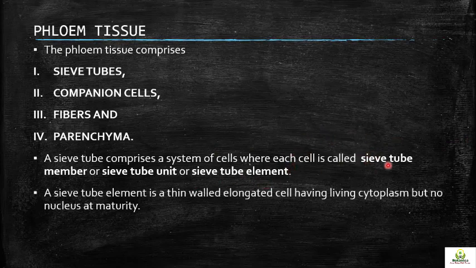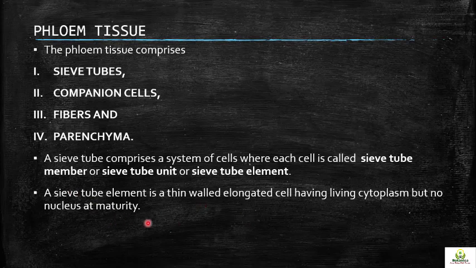So remember, we are talking about each member, each cell. Each cell is a sieve tube element or sieve tube member. A sieve tube element is a thin walled elongated cell having living cytoplasm but no nucleus at maturity. In contrast to xylem tissue, the sieve tube elements of phloem are living and contain cytoplasm. But there is also another important thing in the sieve tubes, that they have no nucleus at maturity.